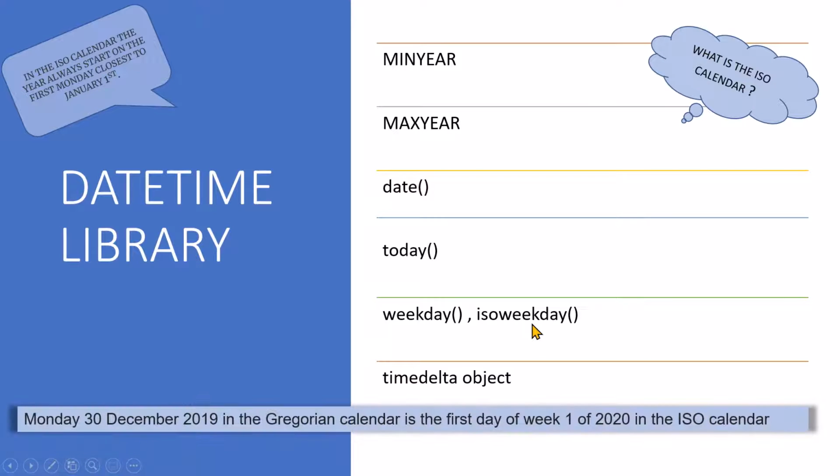Case in point is Monday 30th December 2019, which was before the Gregorian calendar ended, and was actually the first day of the ISO calendar for 2020. Now the ISO calendar is issued by the Geneva-based International Organization for Standardization and is used by governments and businesses for calculating financial dates as well as for a standard representation of dates and times.